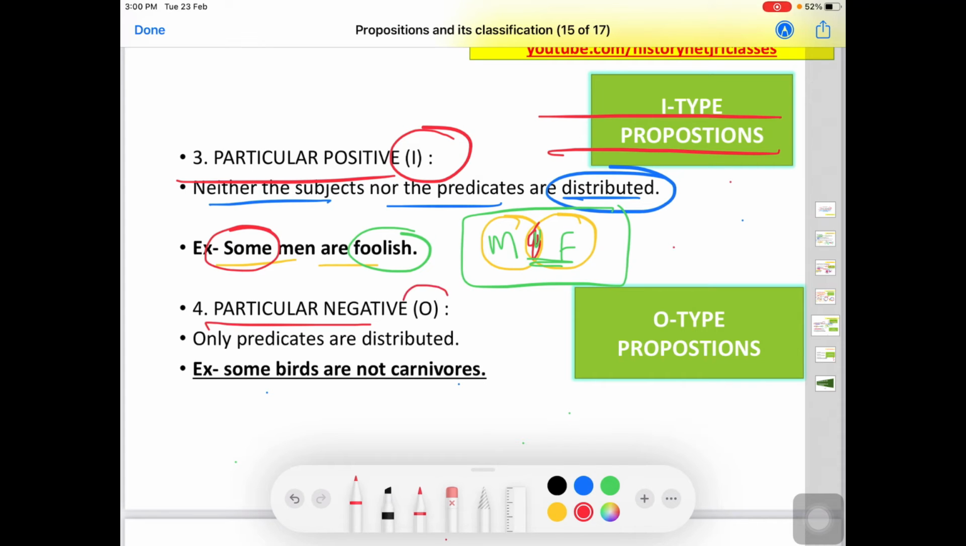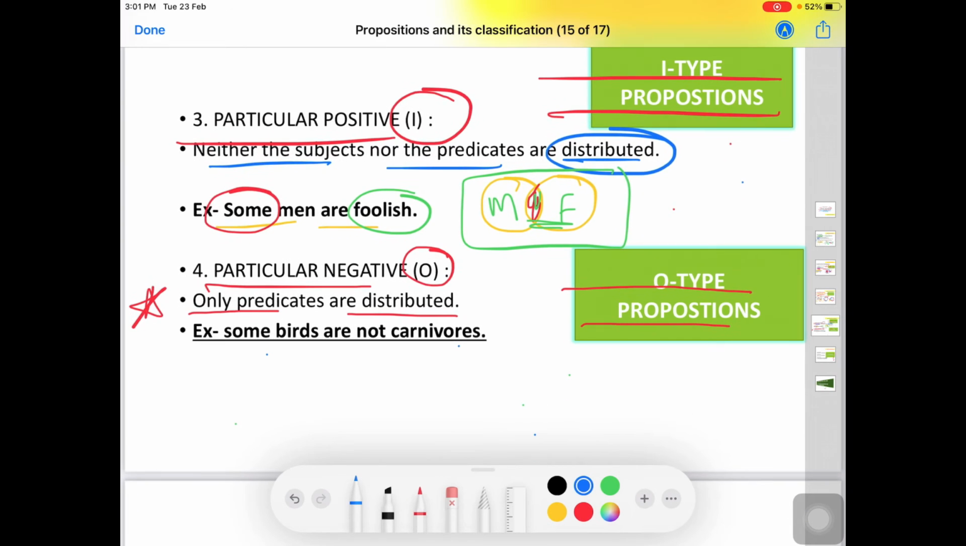Next we have particular negative. It is represented by O, and that is why it is known as O type proposition. Under this, only the predicate is distributed. This is very interesting. So we will understand it with the help of an example, like some birds are not carnivores.